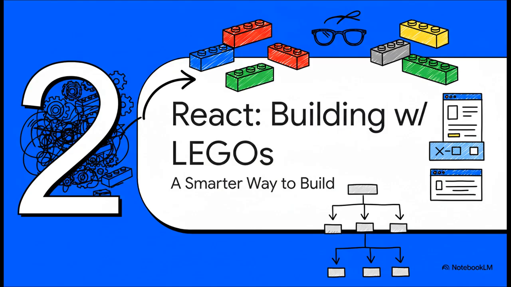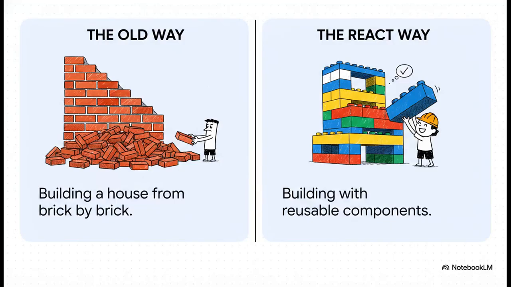It's this library that came out of Meta, and it completely changed the game for how we build user interfaces. This nails the difference perfectly. The old way of building a site was like trying to construct a house one painful brick at a time. React changed everything by letting us build with these pre-made, reusable components, basically like Lego blocks. You can build a button one time, and then you can reuse that exact same button literally everywhere. It's a huge leap in efficiency.